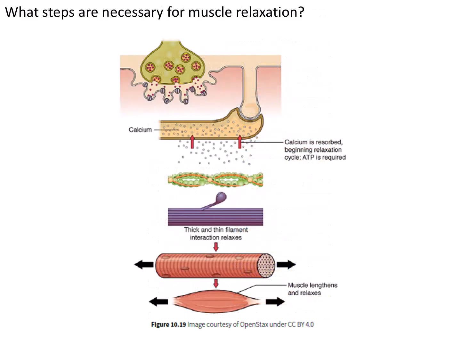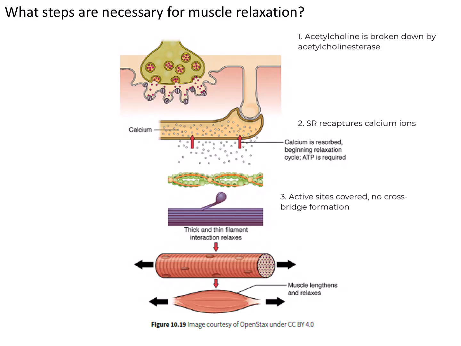Now let's look at the steps involved in muscle relaxation. The first thing to happen is that acetylcholine is broken down by an enzyme called acetylcholinesterase. Breakdown of acetylcholine will prevent it from binding to the receptors on the muscle cell membrane. This results in the closure of the sodium ion channels and an electrical signal no longer occurs. The sarcoplasmic reticulum recaptures all the calcium ions. Without calcium binding to it, troponin moves and the tropomyosin covers the active sites on actin. This will block cross-bridge formation and contraction ends. Relaxation occurs with passive return of the muscle to its normal length.